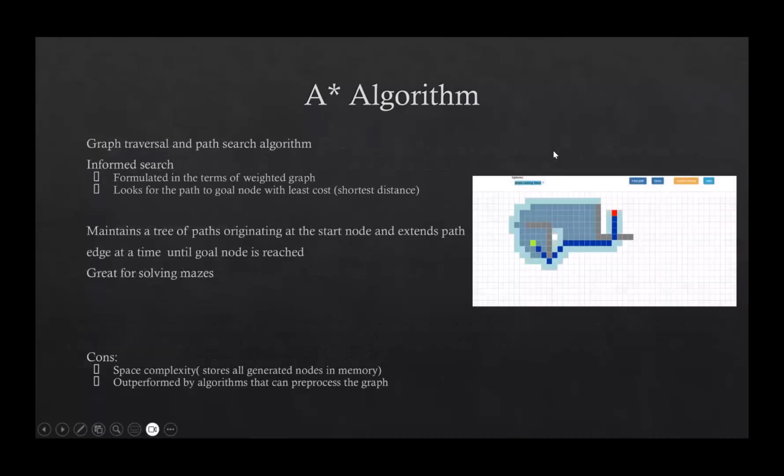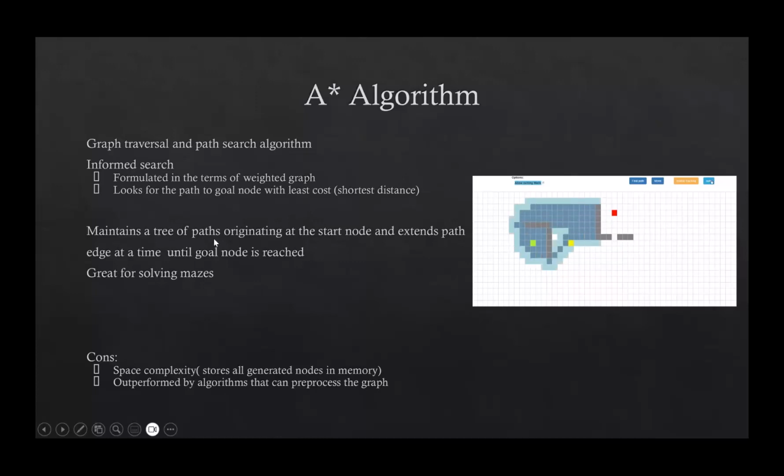So this is something, the A-star algorithm is a graph traversal and path search algorithm, and it is something called an informed search. That means that it's looking at weights. It's formulated in terms of a weighted graph, which means basically it's looking at every node and calculating the distance from the start node and then the distance to the goal node, and it's optimizing for the shortest cost based on those two factors.